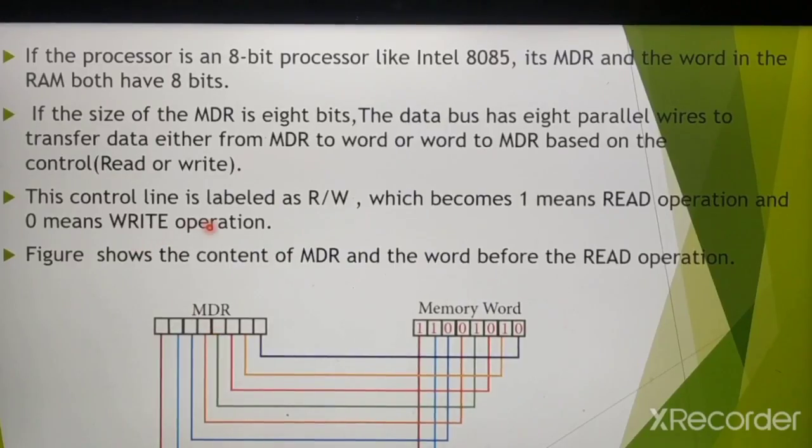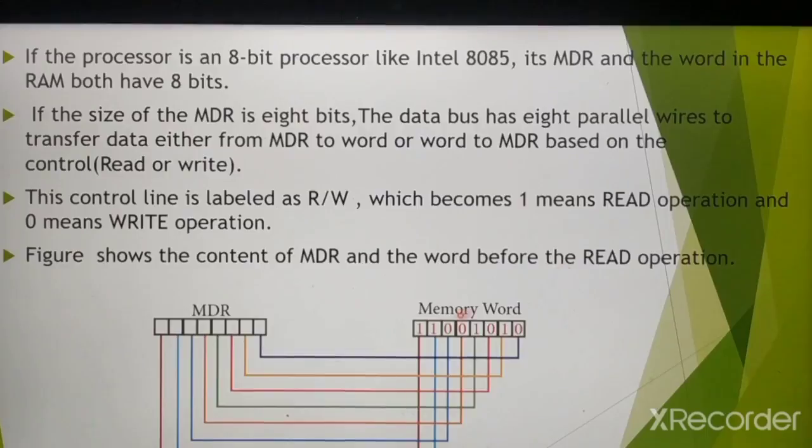The control line is labeled with read and write. Read means 1. If you use the signal as 1, it is going to read the information. If the signal is 0, it is going to write the information. Here this figure shows the content of memory data register and the word before the read operation. Here we can read the information from memory to processor. So we can write the information from processor to memory.